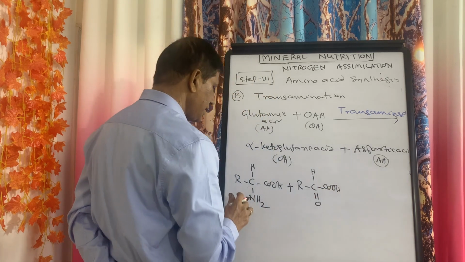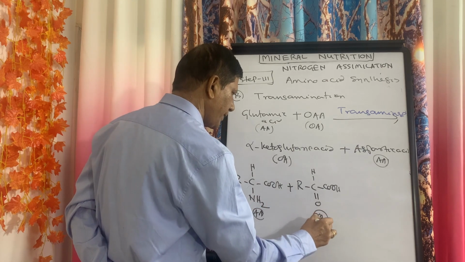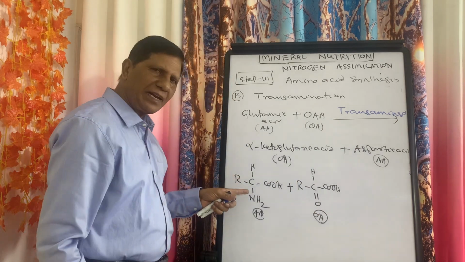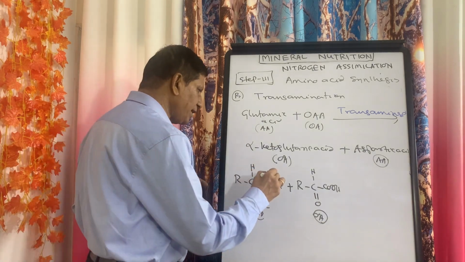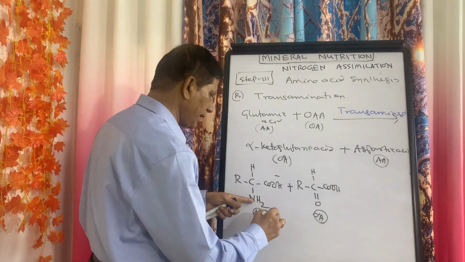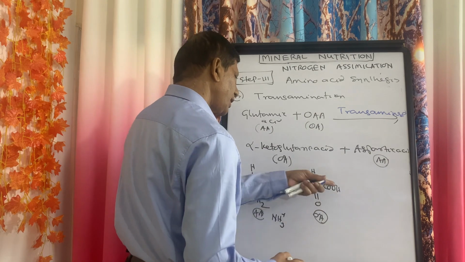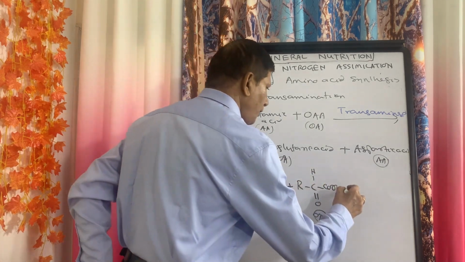This is organic, this is amino acid, and this is organic acid. We can write it like this, or if we write it as CO minus, then in that case this will be NH3 plus. And here also we can change it. Now what is happening, you see.